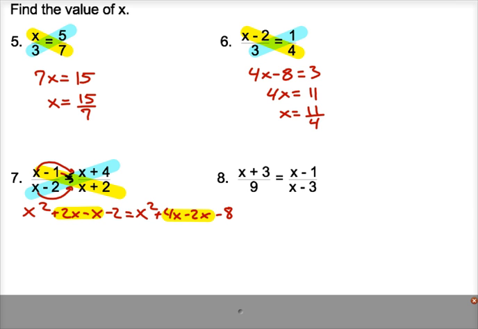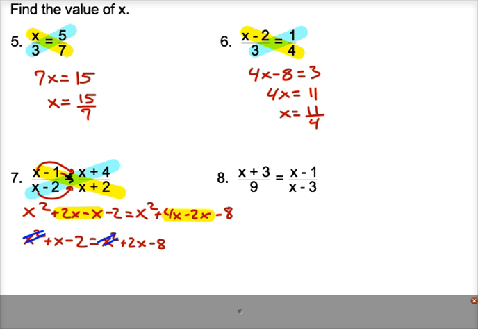So if I combine them over on that left, I get x squared minus 2x, plus 2x minus x is just plus an x. On the right side, if I combine, 4x minus 2x is 2x. And now I need to solve this equation. Well, I notice if I subtract an x squared on each side, they're just going to cancel out. So now I'm left with this simpler problem.